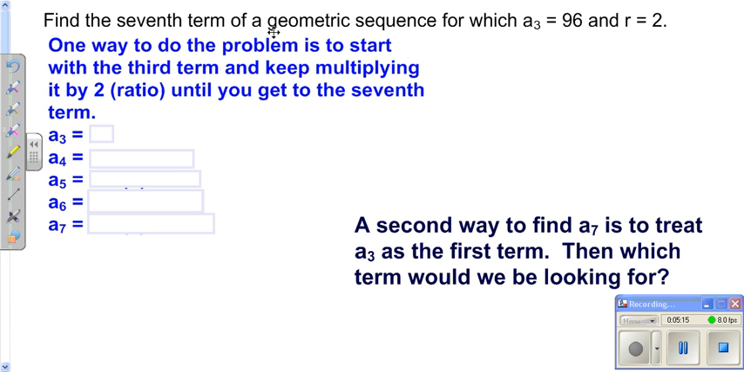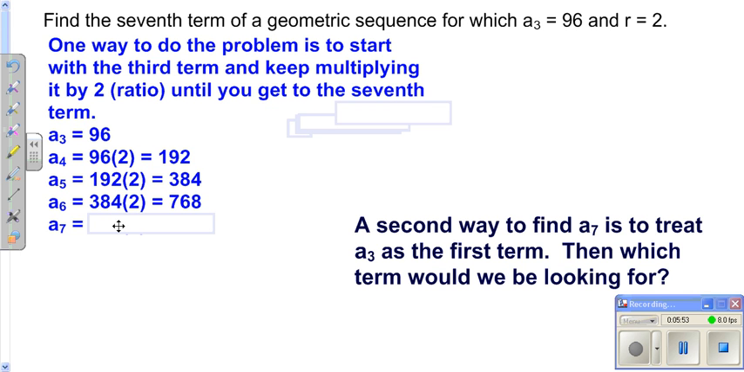So we need to find the seventh term of our geometric sequence. We know our third term, and we know our ratio. Couple ways to do this one. You could say, well, if I know my third term is 96, to get to my fourth term, I know I just have to multiply by 2. And then I just get 192. So then to get my fifth term, I take that 192, the fourth one, times 2, and I get this. And just keep multiplying by 2 until you get there. That's one way to do it.